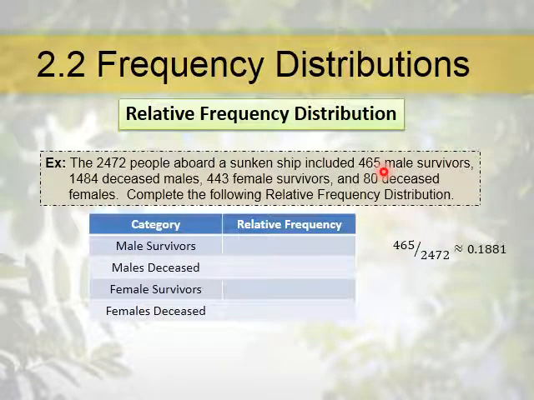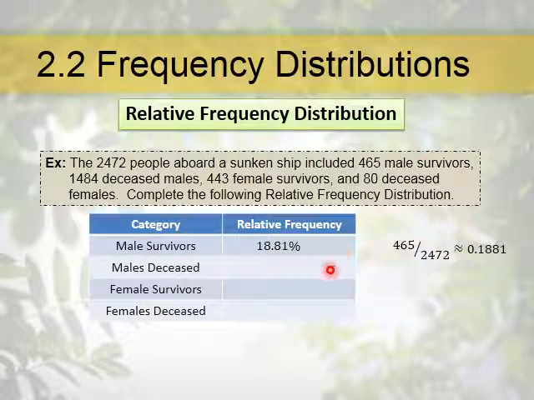So what I'll do first for my first category is take the number of male survivors, because that's the first category, and divide it by the total number of people that were on the ship. So 465 divided by 2,472 is approximately 0.1881. Now I could leave this as a decimal and have that be my relative frequency, or I could change it to a percentage, which I'll do in this case.